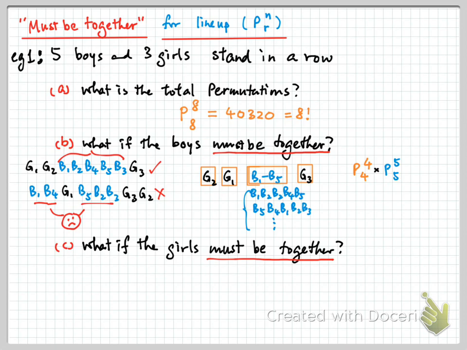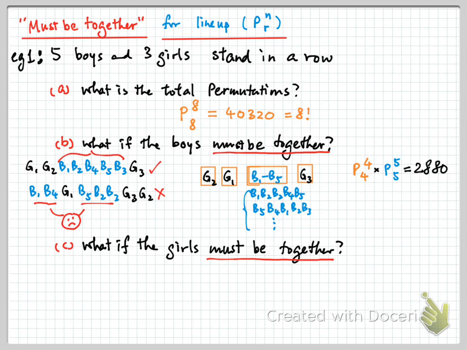The answer will be 4P4, that is the permutation of the boxes, multiplied by 5P5. 5P5 will be the internal permutation of the boys. So the answer goes to 2,880.